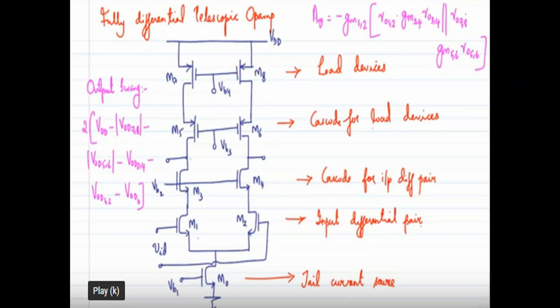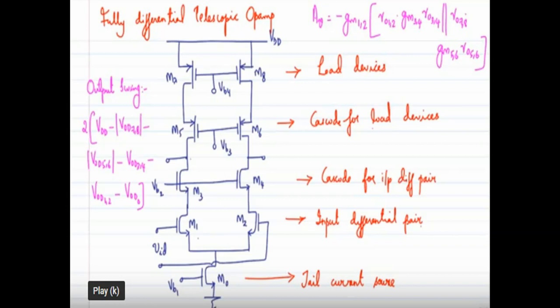Fully differential means the output has two pins, Vout1 and Vout2. For that, the first step is to remove the diode connection. The second step is to bias the transistor with a separate voltage that is named VBias. Okay, that is the procedure to follow for the conversion of single-ended to differential. So the same method we can apply here also. How to convert the single-ended telescopic op-amp into a fully differential telescopic op-amp?